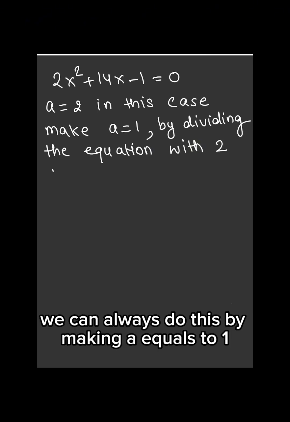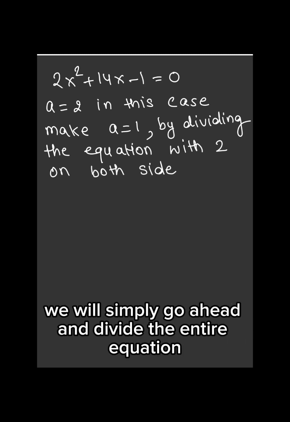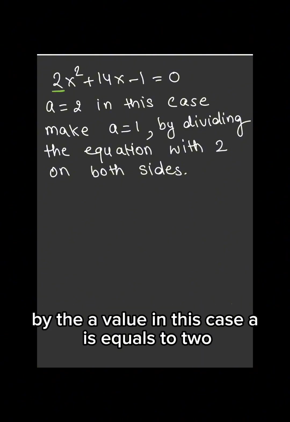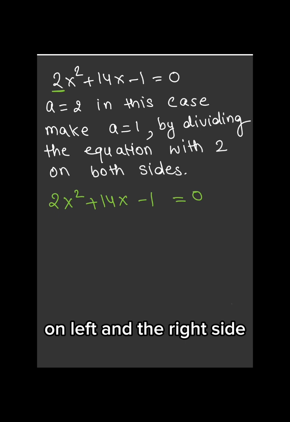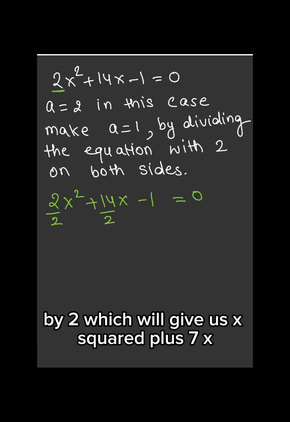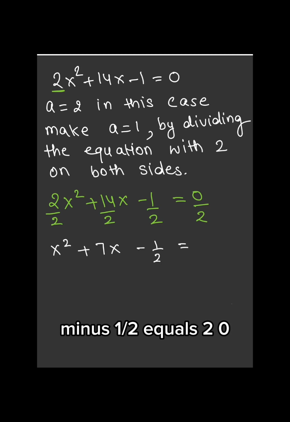We can always do this by making a equal to 1, and to make a equal to 1 we will simply go ahead and divide the entire equation by the a value. In this case a is equal to 2. So we will divide the whole equation on the left and the right side by 2, which will give us x squared plus 7x minus 1/2 equals 0.